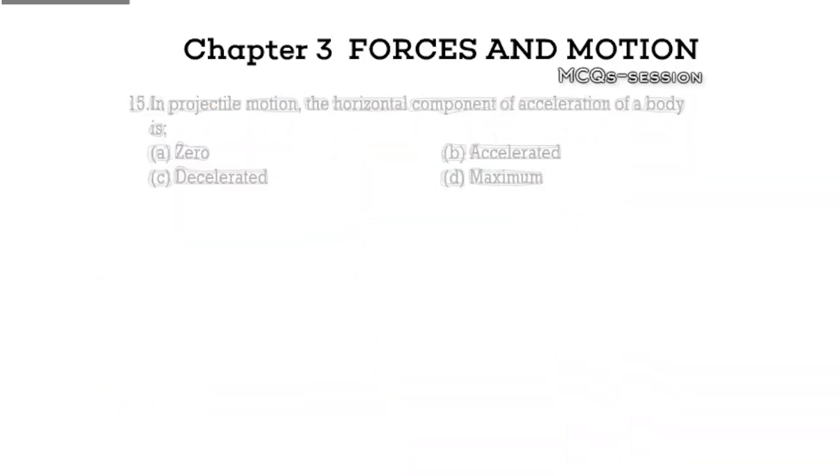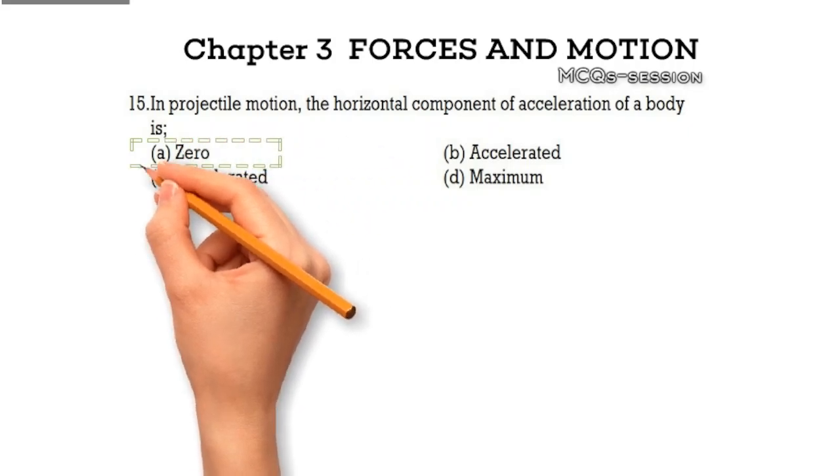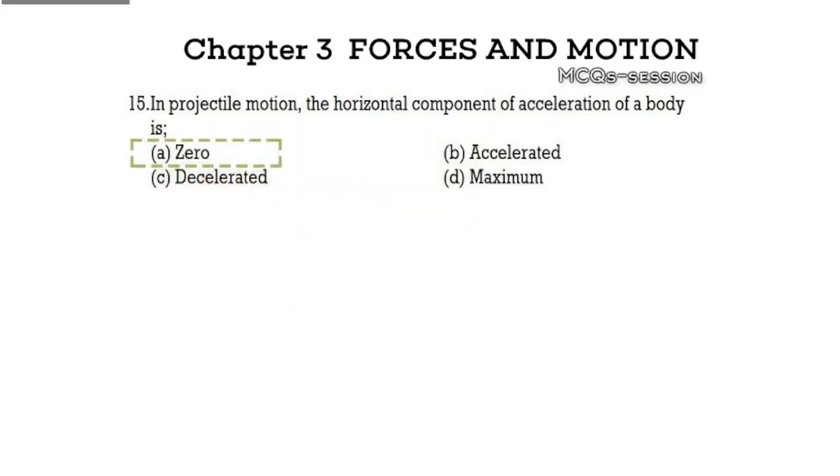Question 15. In projectile motion, the horizontal component of acceleration of a body is, options: A. 0, B. Accelerated, C. Decelerated, D. Maximum. Pause the video and guess the correct answer. The correct answer is A. 0. Explanation: with no horizontal forces, the horizontal acceleration in projectile motion remains 0.